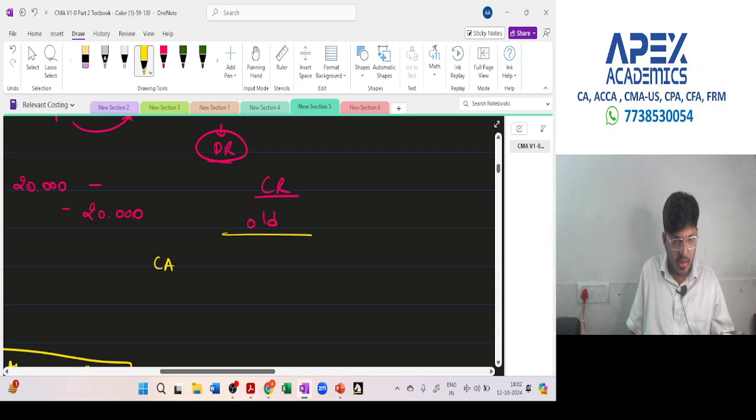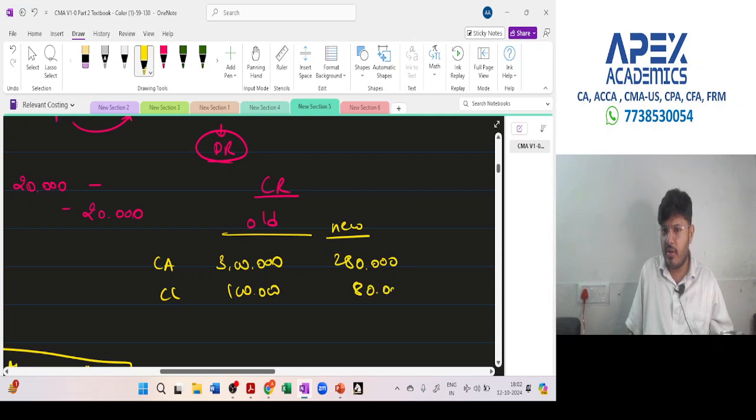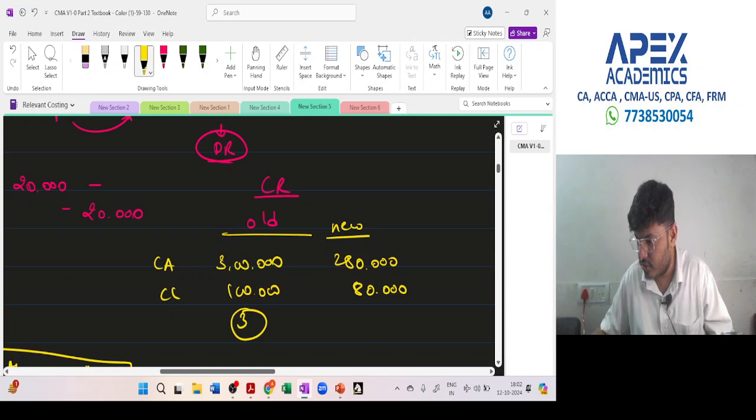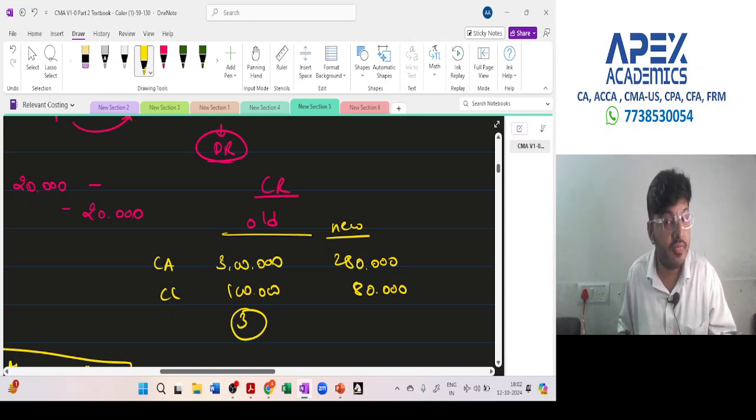Now, our old current assets were how much? 3 lakhs. Now you paid 20,000, so now they will become 2 lakh 80,000. Your current liabilities were 1 lakh, now they will become 80,000. Here your ratio was 3. Here your ratio will be 2 lakh 80,000 by 80,000, which is 3.5. What has happened to my current ratio? It has increased.